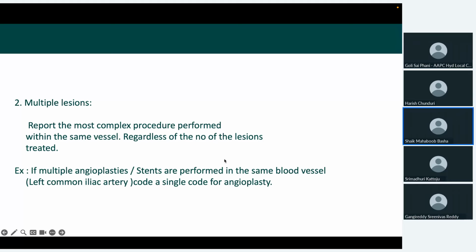Hope you got this point. Yes, allowed in interventions based on the number of blood vessels. Examples will be shown later; we do have scenarios and examples, where you can see them. This is the coding guideline I'm giving. In the upcoming slides you will get the examples also. I'll give time to track that.